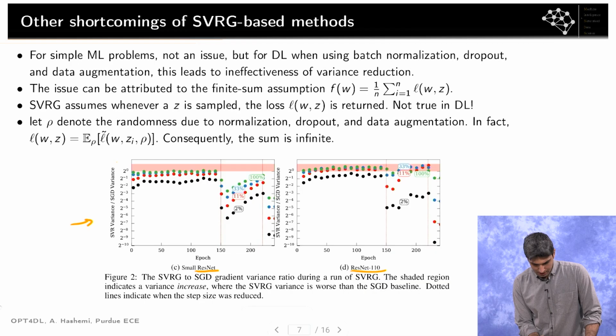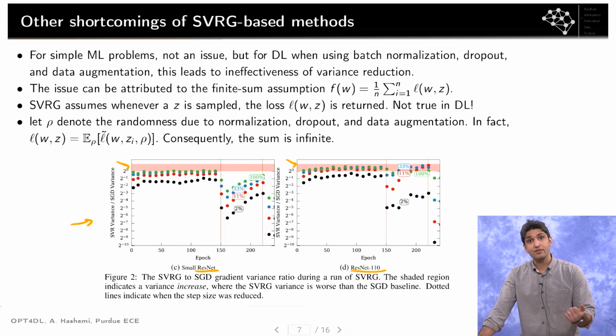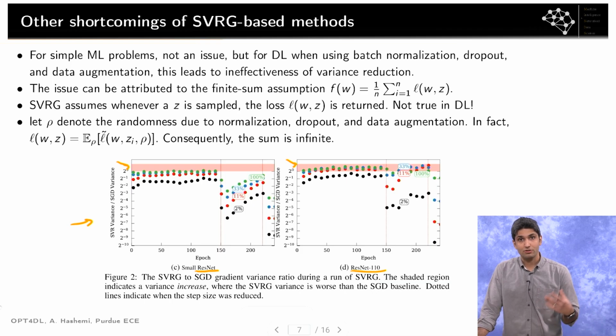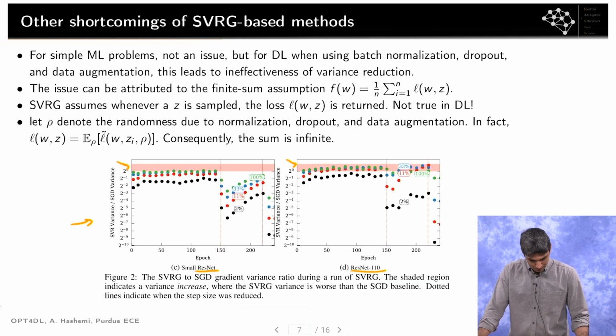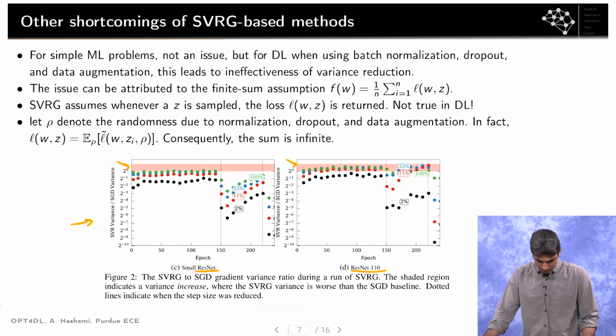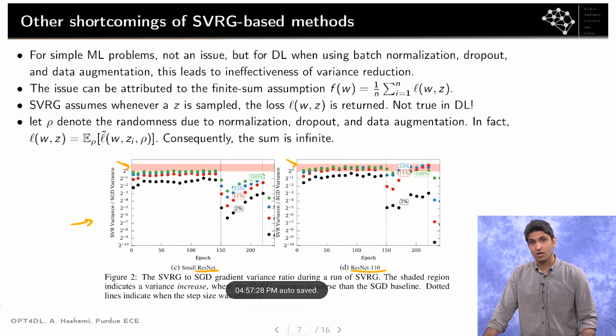So note that this shaded area here and here denotes the increase in variance, such that SVRG, a method that is using variance reduction techniques based on control variates, in fact has a higher variance than SGD. Okay, this is highly undesirable. So this shows that as your model becomes larger, you may actually lose the variance reduction property. And I should also mention that in training these models, techniques such as normalization, dropout, and data augmentation have been utilized.